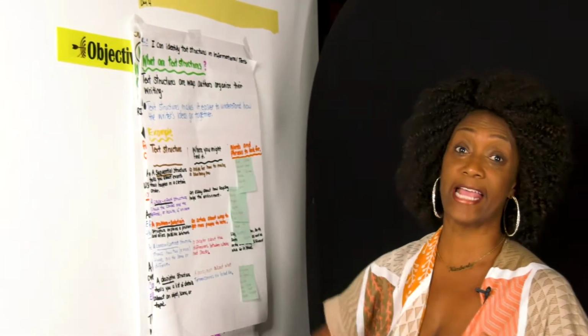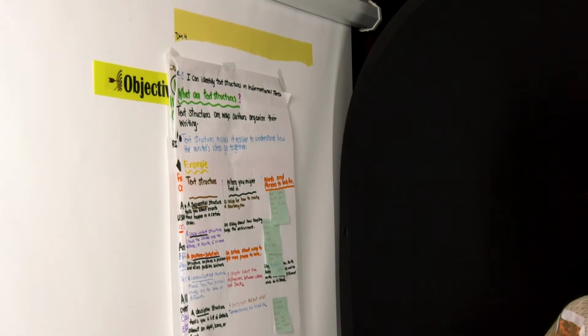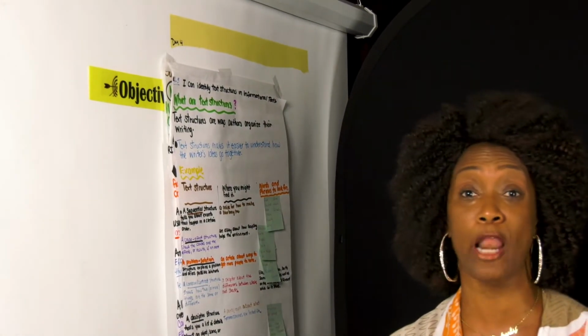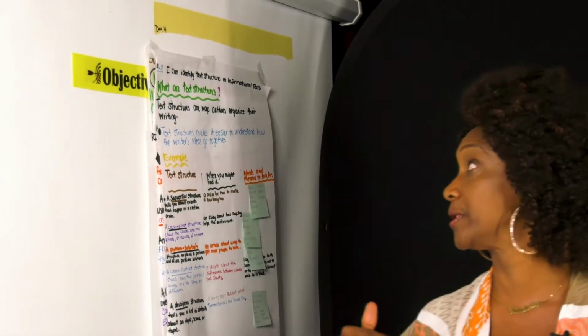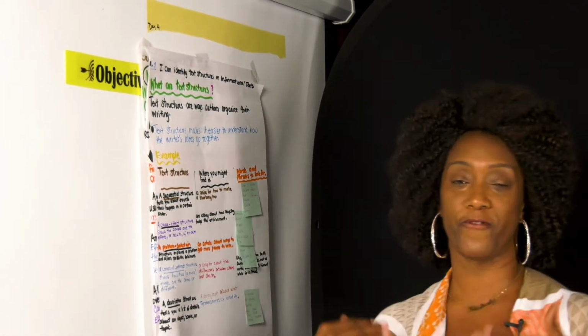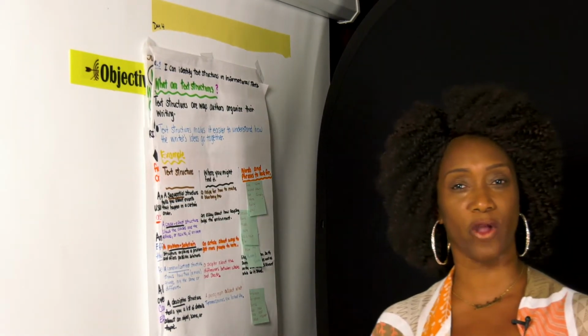Okay, boys and girls, let's get ready. Let's look at today's objective. I can identify text structures in informational text. If you notice, boys and girls, we've been doing a lot of work in informational text. So today, we're going to talk about text structures. So, first, what are text structures? Does anybody know what text structures are?